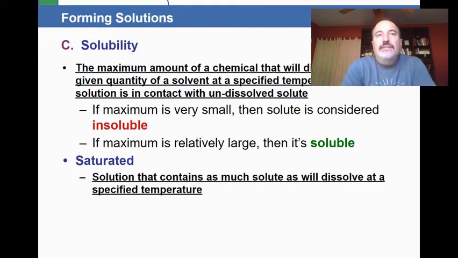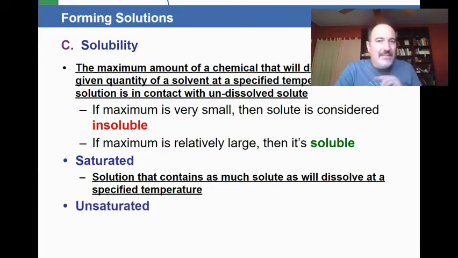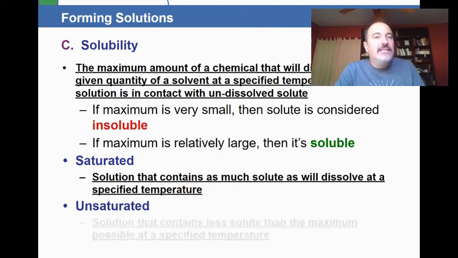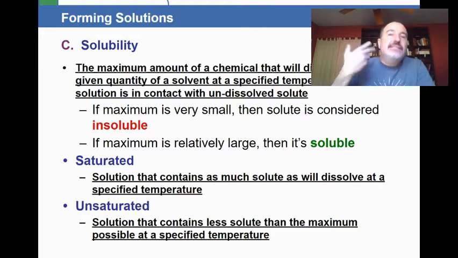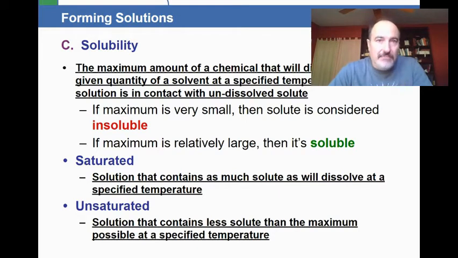A saturated solution is one that, like that milk, contains as much solute as will dissolve at a specified temperature. Okay, so at that temperature, you can tell that it's a saturated solution when you actually have undissolved solid at the bottom. Now, anything short of that is considered an unsaturated solution. It's a solution that contains less solute than the maximum possible at a specified temperature.